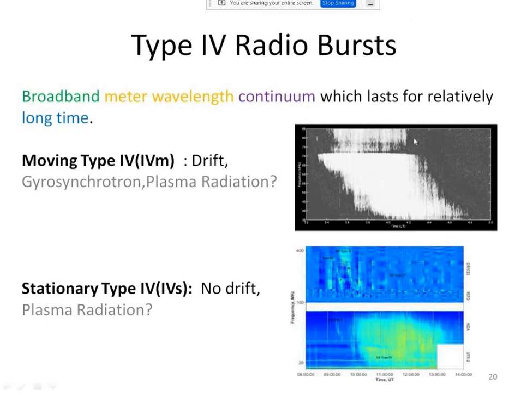Considering whether they propagate, we can classify type 4 radio bursts into moving type 4 radio bursts and stationary type 4 radio bursts. Moving type 4 radio bursts actually propagate, while stationary ones barely propagate. Moving type 4 radio bursts are usually considered to be generated by either gyrosynchrotron or plasma emission. For stationary type 4 radio bursts, there is no frequency drift, and the radiation mechanism is usually thought to be plasma radiation.